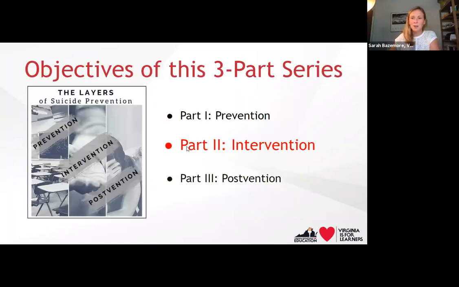So as Martha already explained, we're in part 2. Hopefully you have viewed part 1 already, where it speaks to prevention. And now we're going to talk about the intervention. This is really where there is a concern that a student is showing signs of suicide and what needs to take place. Again, I apologize if this is redundant, but these 3 modules also follow the outline of the guidelines, which goes from prevention, intervention to postvention.